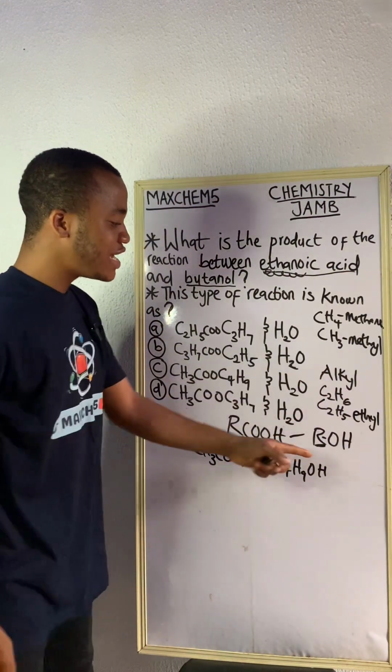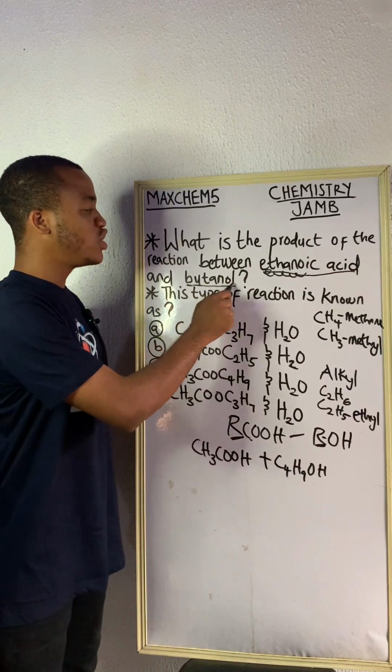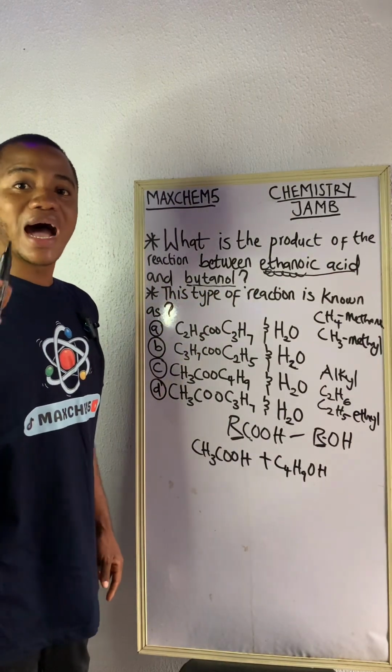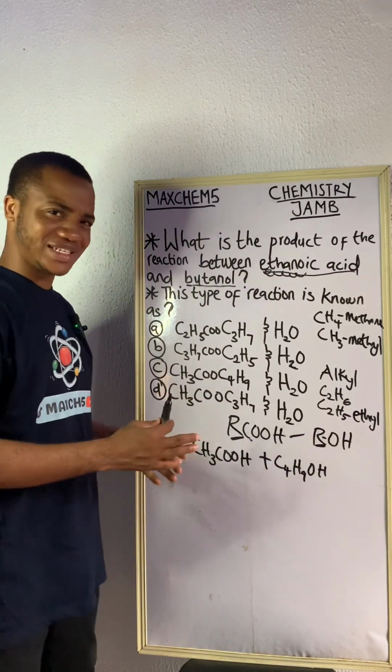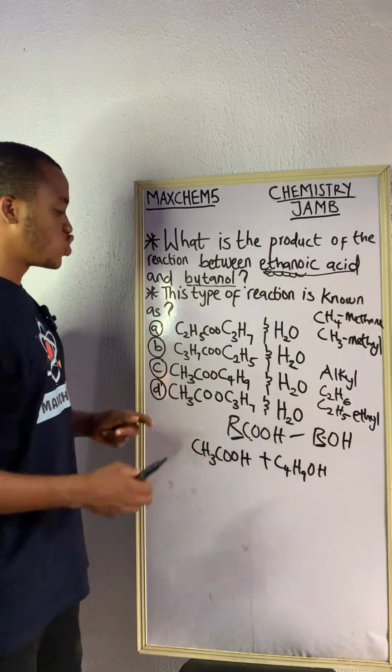So now, this butanol, since the formula of alkanol is ROH, you just attach the nearest alkyl group. The nearest alkyl group to butanol is the alkyl group with 4 carbon atoms. And that is what? C4H9. I believe you understand this thing very well. So now, let us go to solving this thing.